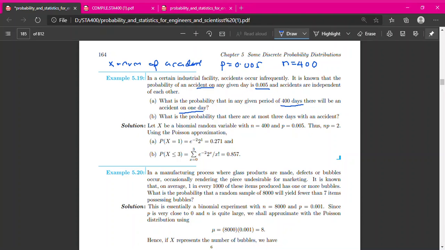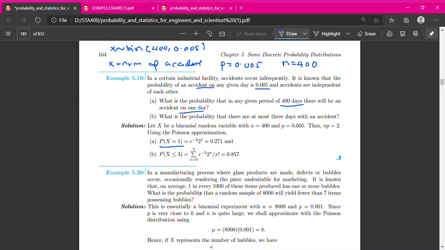Nak cari probability number of accidents, nak cari probability of x of one day. So from the penceritaan di sini, kita tahu yang x ni actually adalah from binomial distribution with parameternya n is 400 dan p is 0.005, probability of success of number of accidents. But soalannya nak cari probability of x equal to 1, probability there will be an accident on one day. So probability of x equal to 1.